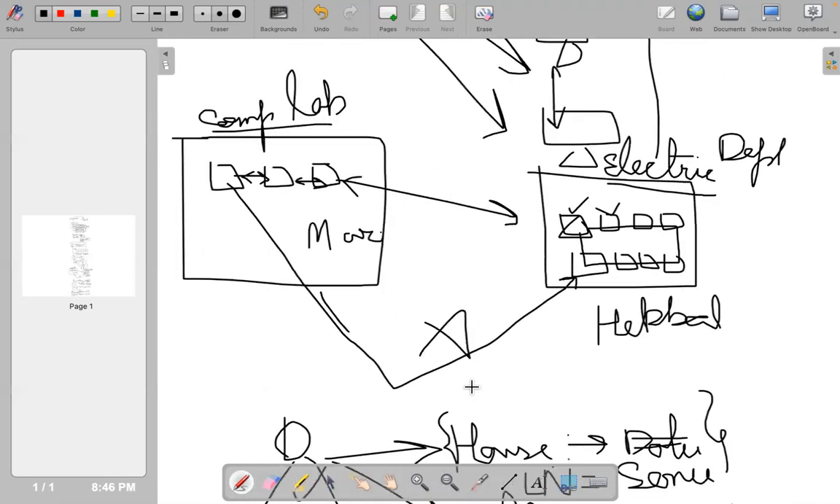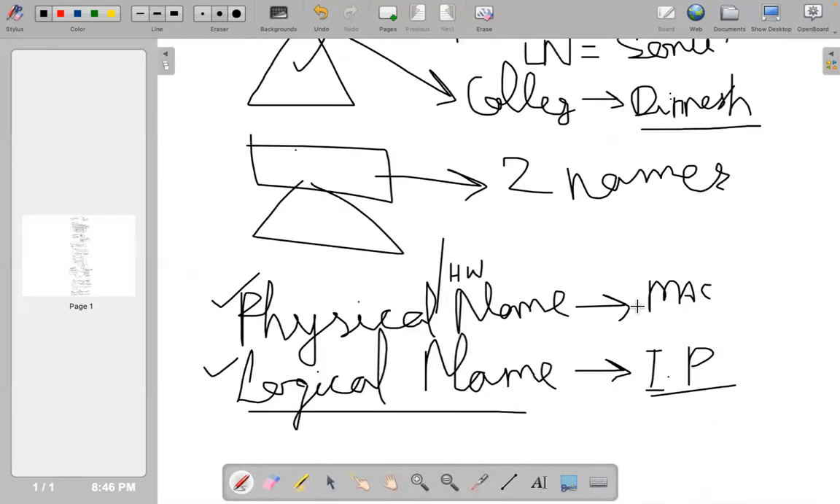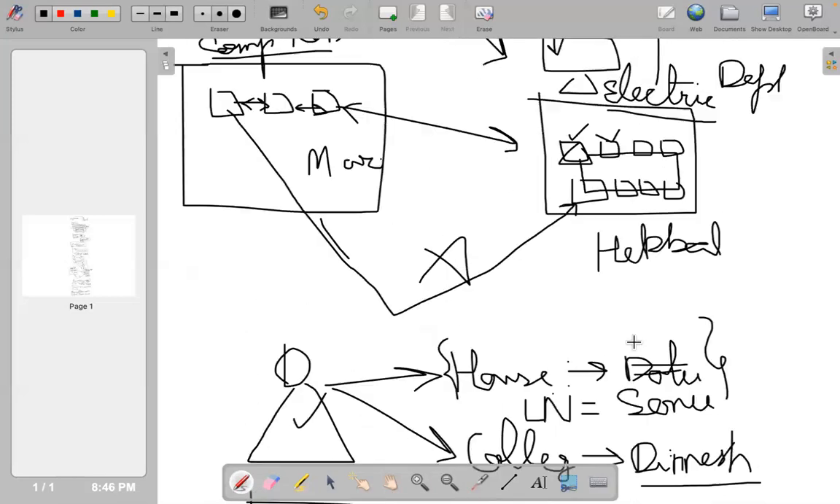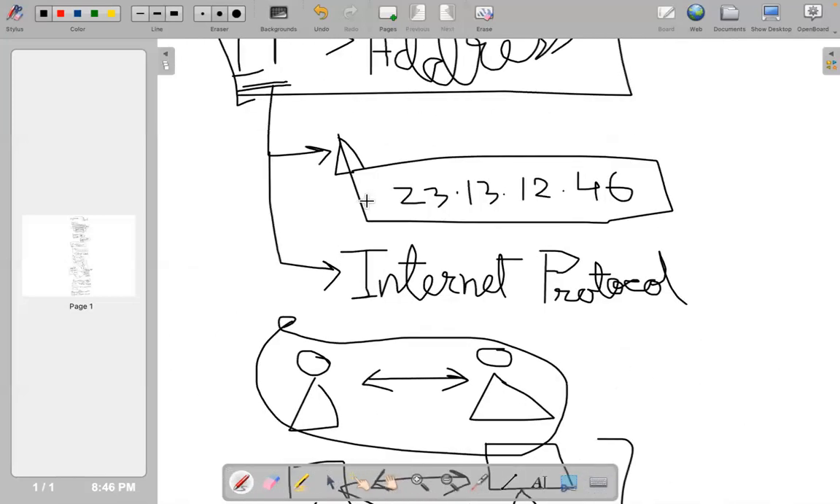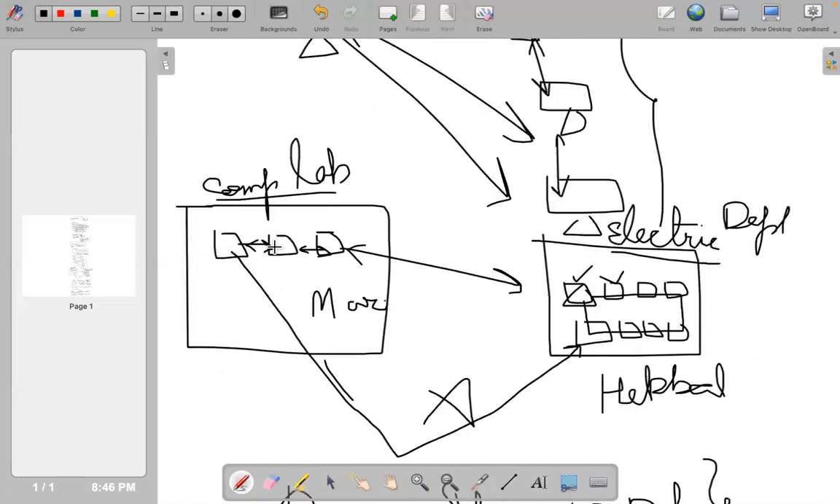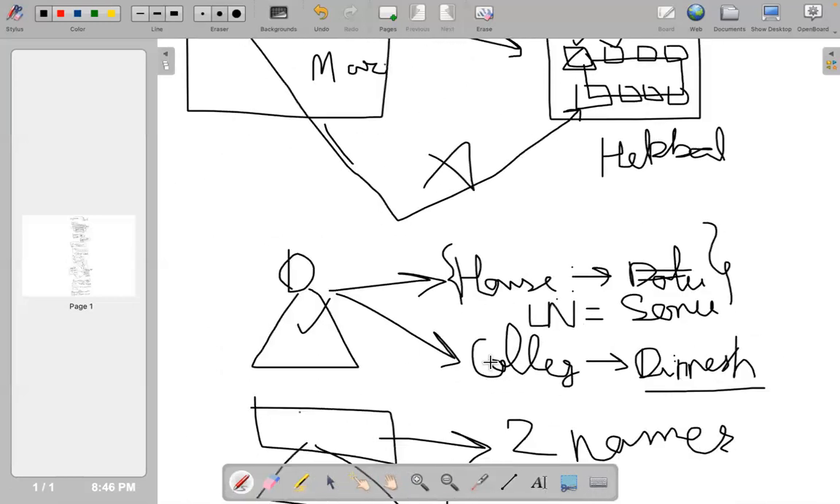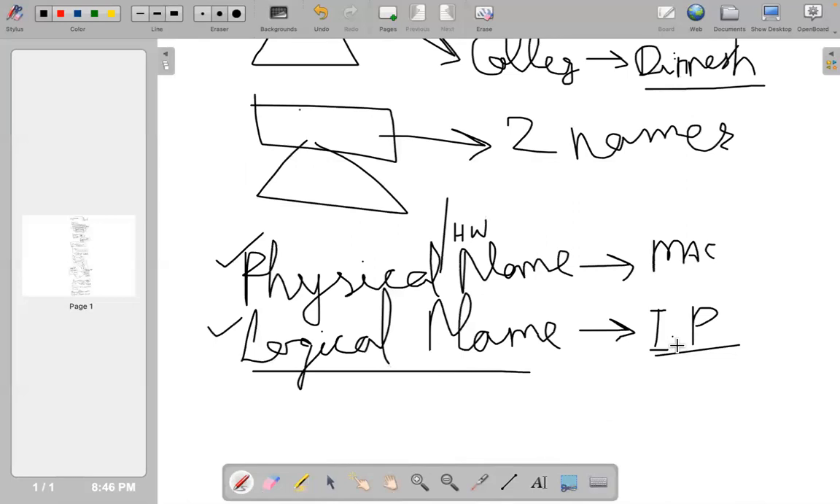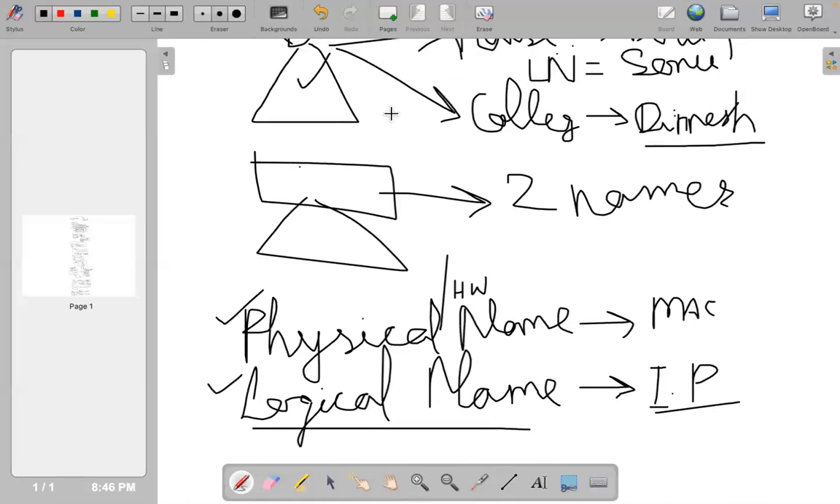Now think of a case, suppose, to communicate between two servers, we do not need the MAC address, meaning not the physical or hardware address. We need the logical address, which is nothing but the IP address, numbers like this. So to communicate between these two servers, we need the logical address, which is called the IP address.